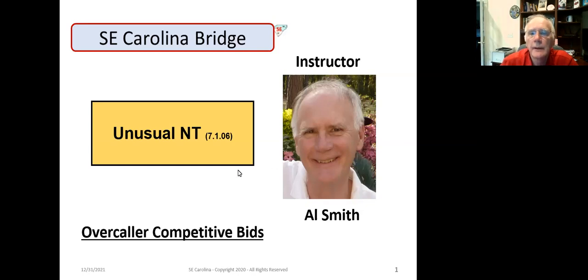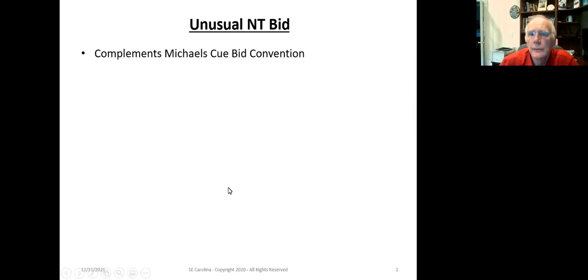Today we're going to talk about the unusual no-trump convention. The unusual no-trump convention complements the Michaels-Cubit convention. Between the two conventions, it gives you the capability of describing two-suited hands that contain 5+ cards in two of the suits of any combination of suits.